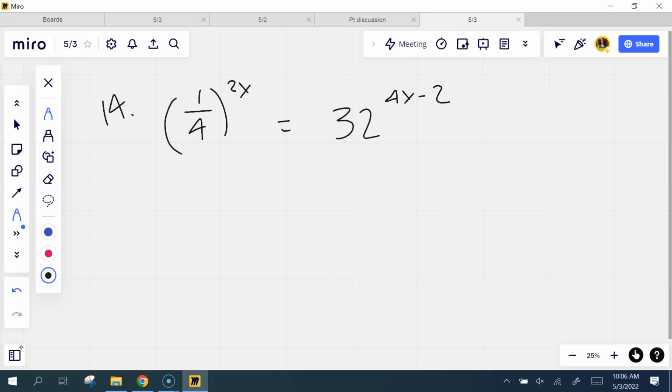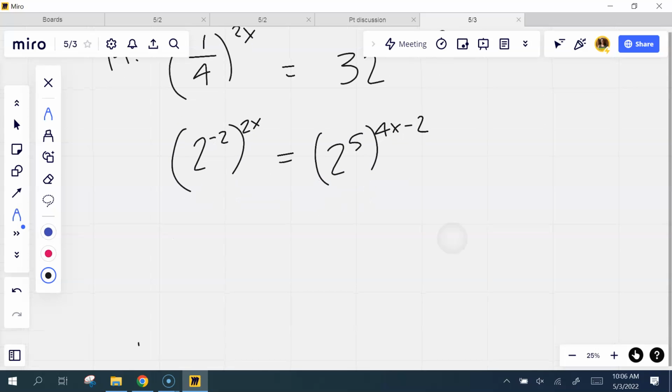So I'm going to do 2 to the negative 2. Do we all agree with that? The negative flips it, the squared makes it 4. So 2 to the 2x equals 2 to the what is 32? 5. And so I have 4x minus 2.